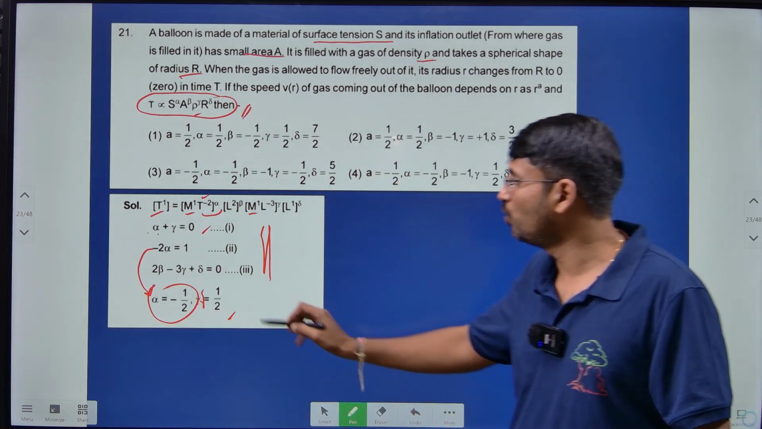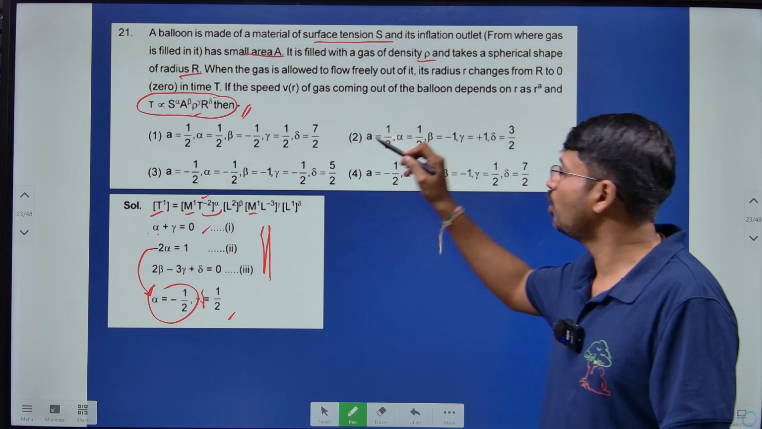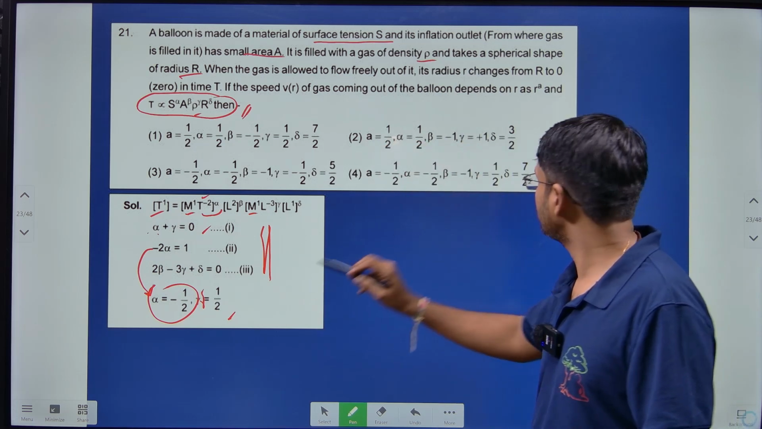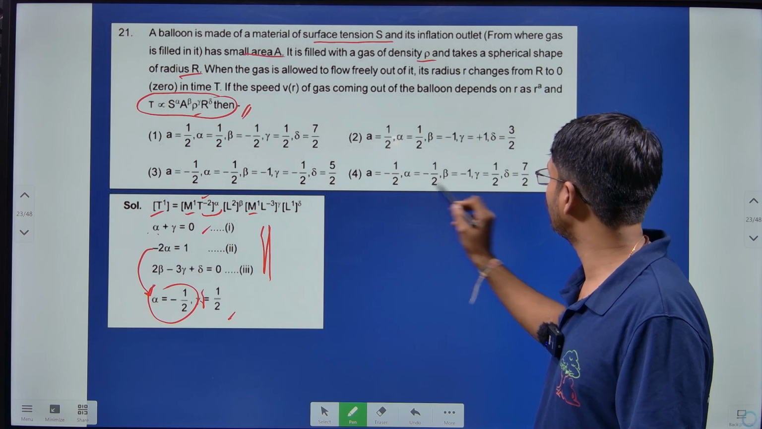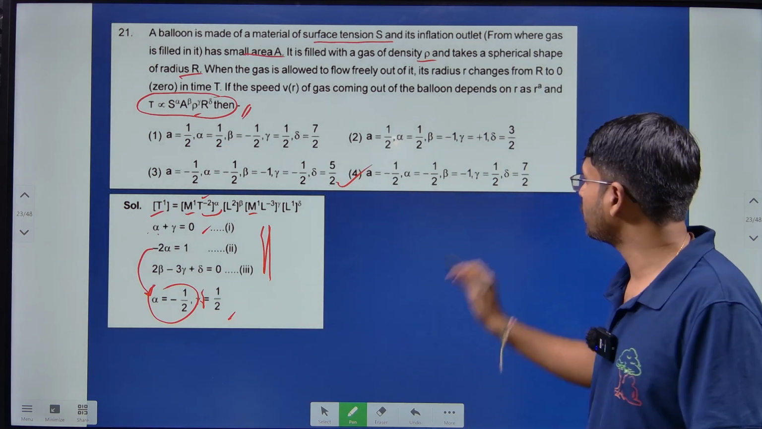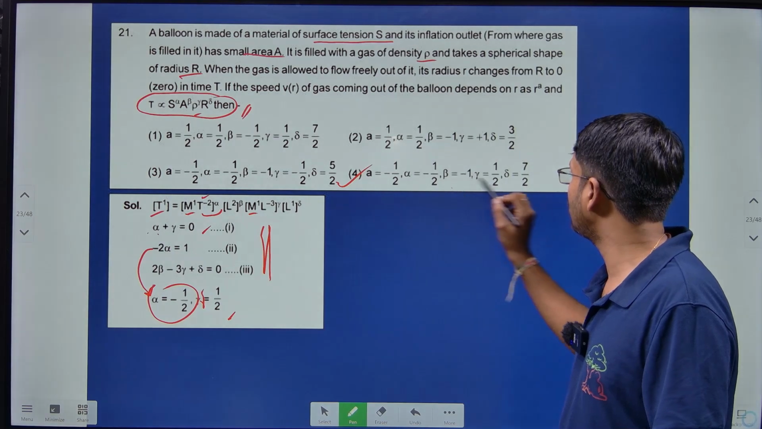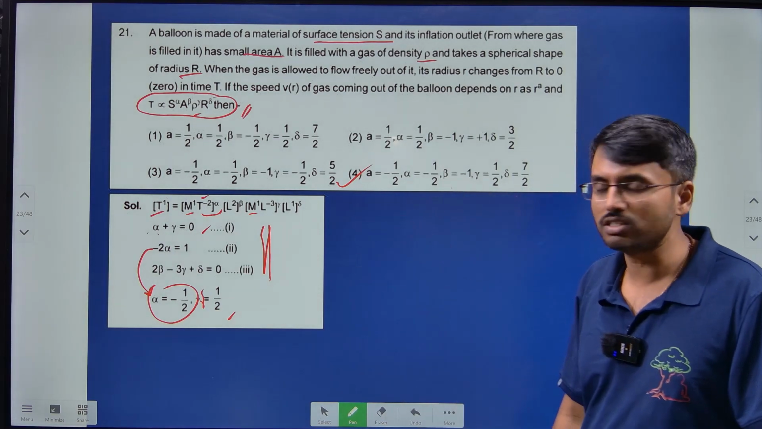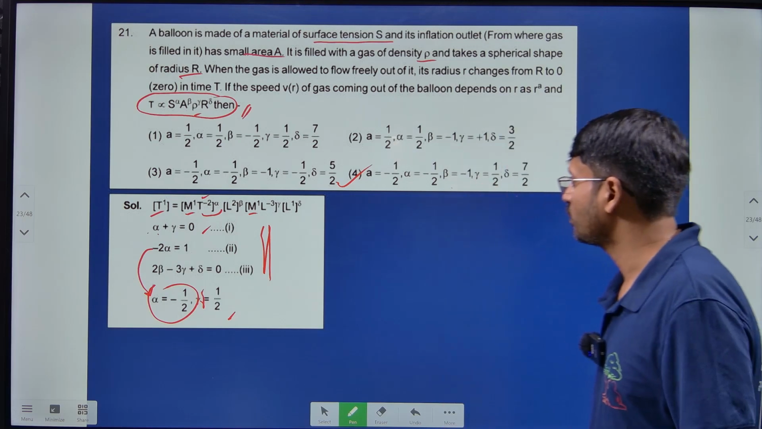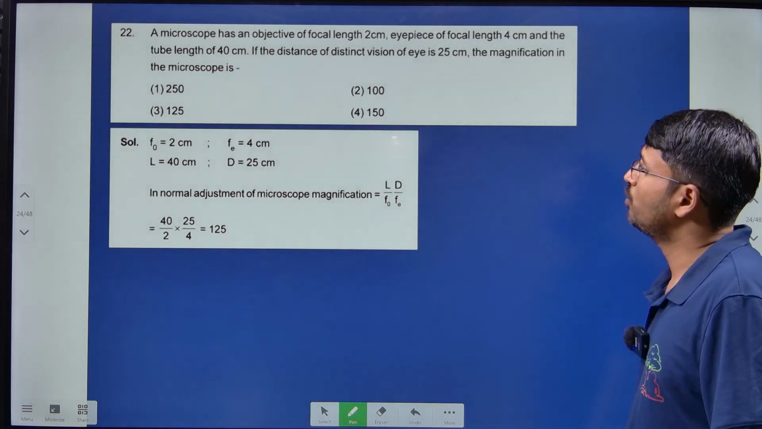We cannot completely solve this. But still, if you look at alpha and gamma in every option, alpha is minus 1 by 2, gamma is 1 by 2, the fourth option. So we'll get it as the right answer here. But actually we cannot calculate the beta, delta and all those things. We don't know whether we get it as a grace or not, so we have to wait for this. Okay, fine. So we'll go to the next one.